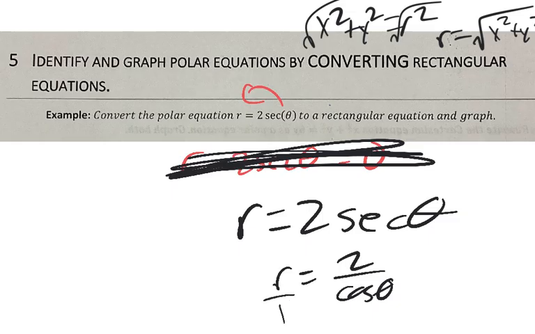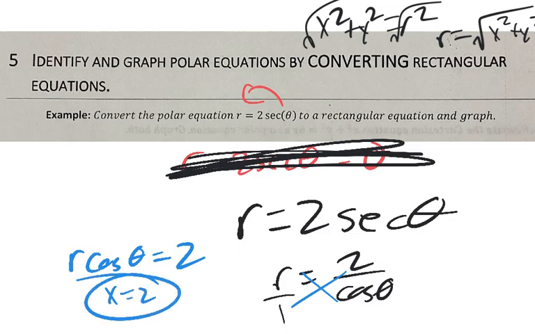I see a fraction equal to something, so make that a fraction equal to a fraction. I'm going to cross multiply. This is what you guys wanted, wasn't it? R cosine theta equals 2. So R cosine theta is x. There it is: x equals 2. That's a rectangular equation. Can we graph that?